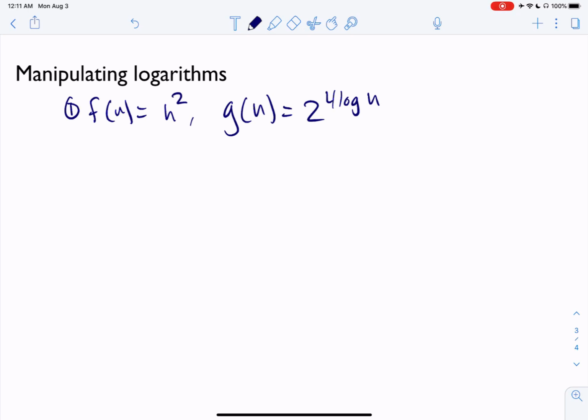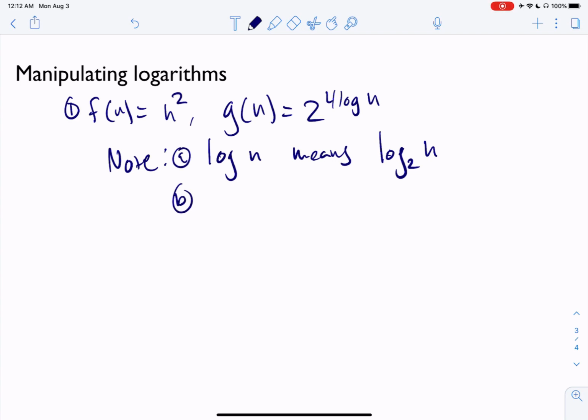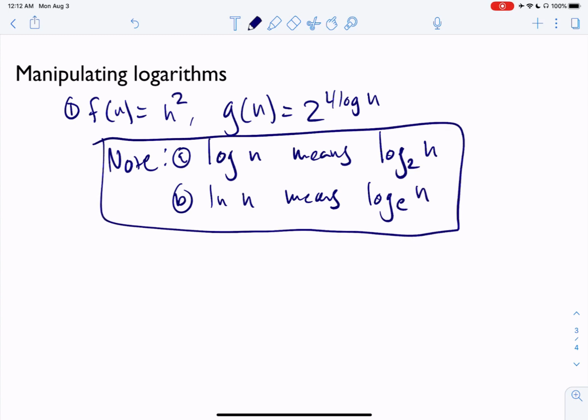Now, I want to make an important note here. For convenience, when we write log n, what we mean is log base 2 of n. And also, when I write ln n, that of course means log base e of n. Okay, so that's just a little side note. So let's get back to this problem here.